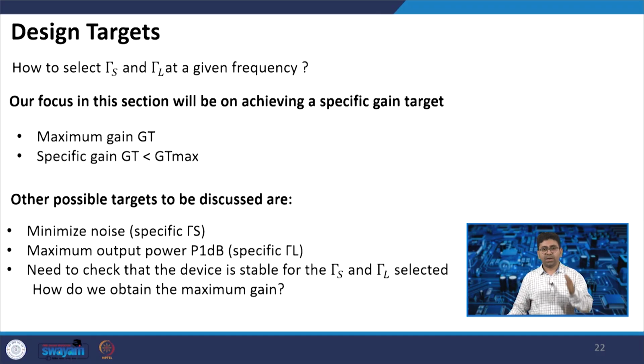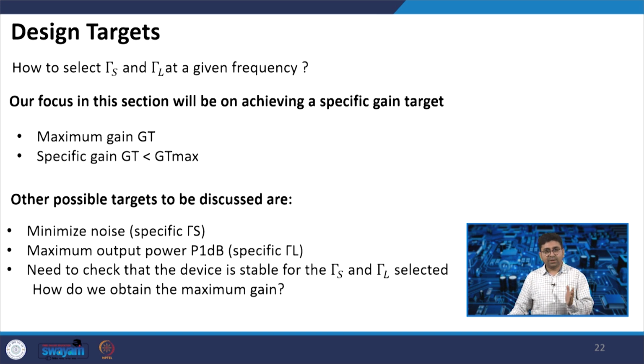So, welcome to RF transceiver design course. We are discussing stability and amplifier design. In the last class, we discussed the various power gain equations and derived the power gain equation by using a signal flow graph. Now, we will try to design the amplifier using those equations.